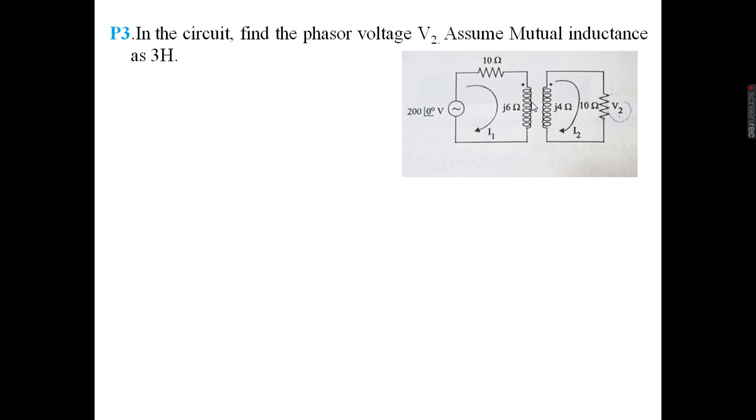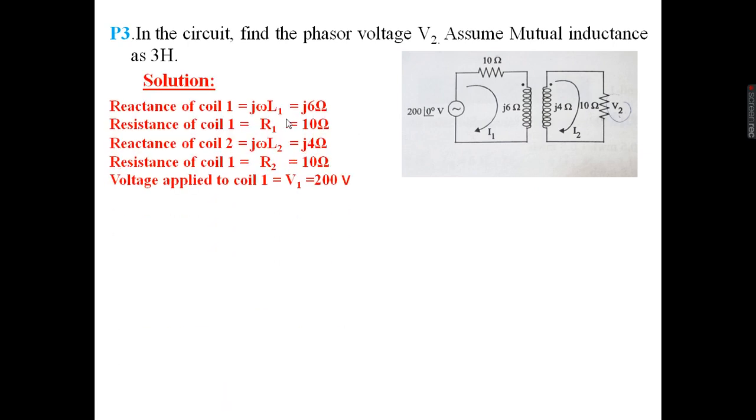Okay, so for this case we have to write the voltage equations. In this case we have to consider reactance. So reactance of coil 1 will be j omega L1, that is given as j 6 ohms, and the resistance connected to coil 1 is R1, taken as 10 ohms. Reactance of coil 2 is j 4 ohms, that is j omega L2, the reactance of self inductance, and the resistance connected with coil 2 is 10 ohms, and the voltage across this R2 only we have to find.